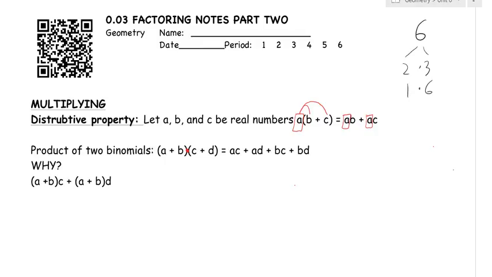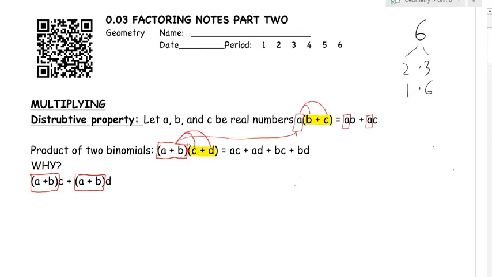Why? Well, we have 2 things added together in parentheses, just like we have 2 things added together in parentheses in our distributive property. And we still have something in front of it. This time the something is the entire set of parentheses. So our a in the distributive property, when we're looking at a product of 2 binomials, is the entire set of parentheses a plus b. So that when we distribute this set of parentheses over the first addition, you would have a plus b times c plus a plus b times d.